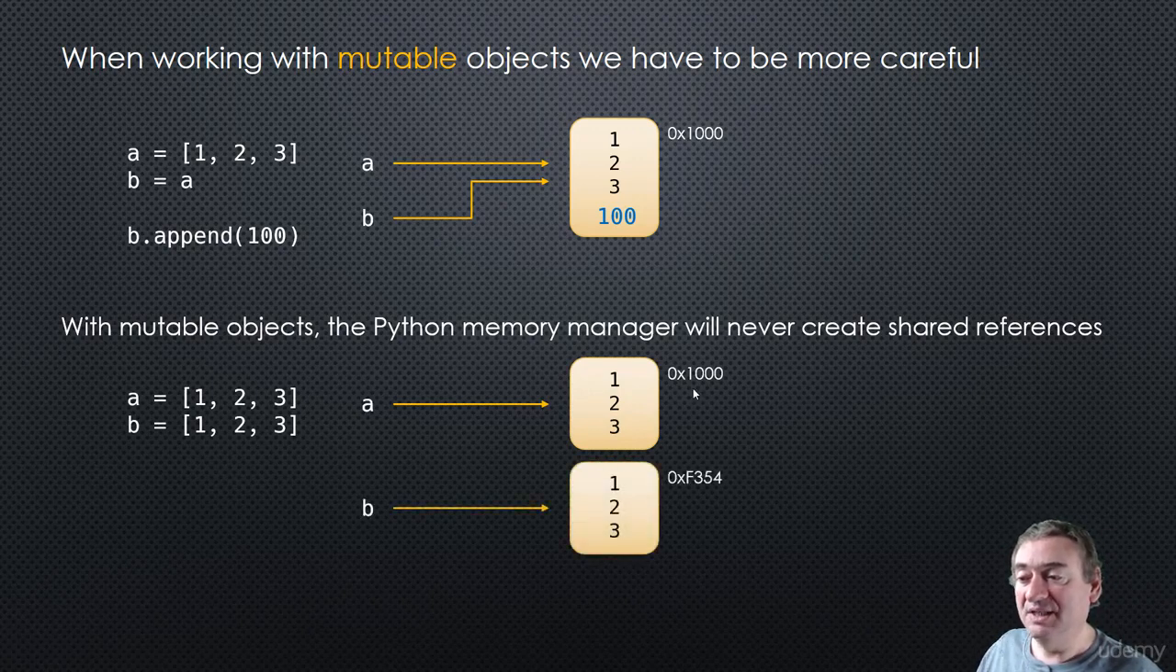So we'll have this list at some memory address, and b will point to a different list with a different memory address. The lists are equal, they're both 1, 2, 3, but they're not the same objects. Okay, so let's look at some code and let's just see in practice how this works.